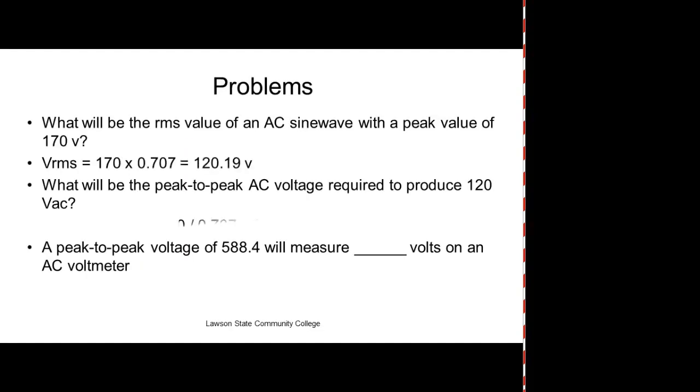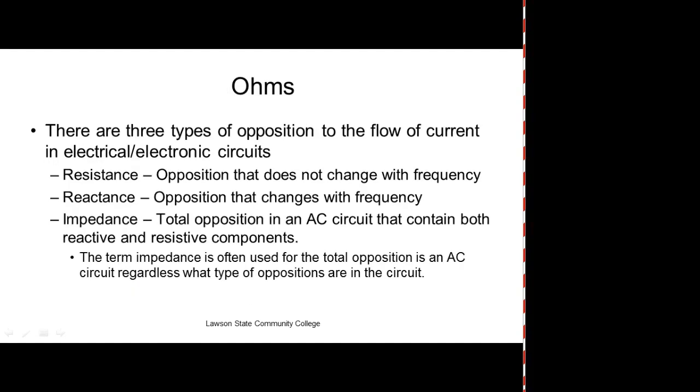We did this, then we did that. There are 3 types of opposition to the flow of current in electrical and electronic circuits. We have resistance, and what's resistance? Opposition that does not change with frequency. And then we got reactance, which is what? So guys, when you get into AC, you'll find out that we've got an opposition that varies with what? Frequency. So we can make devices that are frequency dependent.